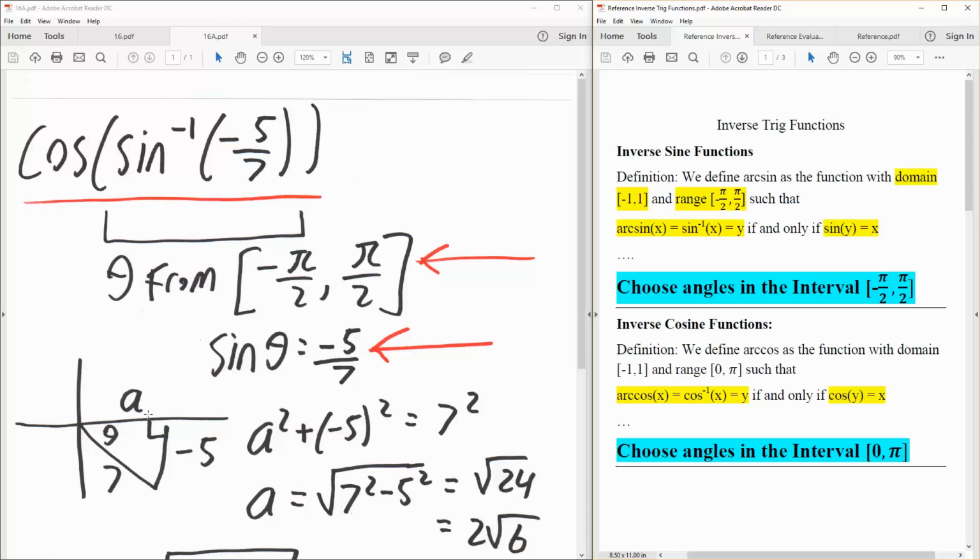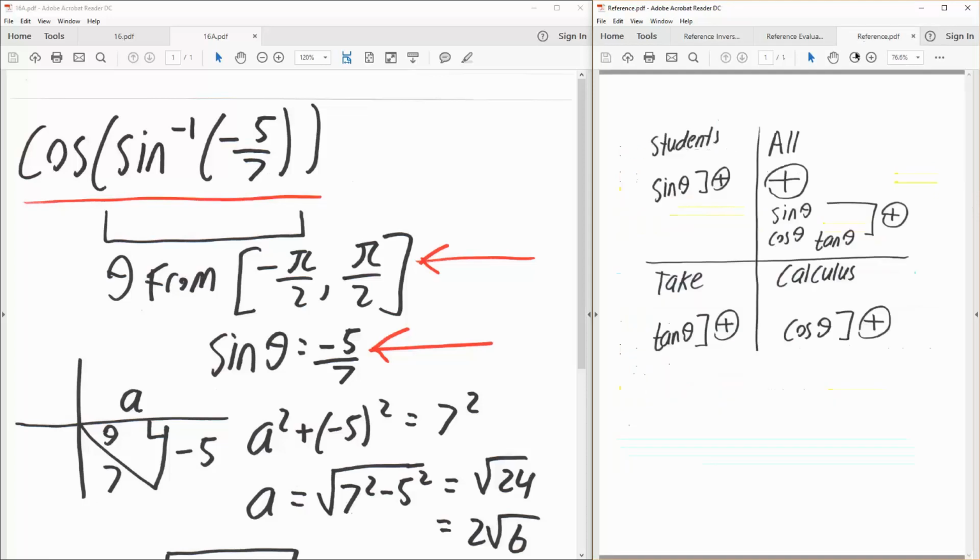We're going to draw our angle, and we know that sine is opposite over hypotenuse. So this is our angle. Opposite is negative 5 and hypotenuse is 7. We know it's going to be in this quadrant because we have a negative 5 over 7, and sine is negative in this quadrant. That's why we're choosing this quadrant as opposed to this quadrant.